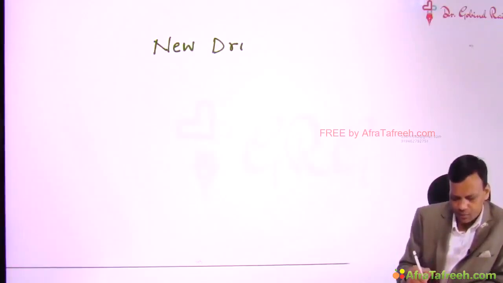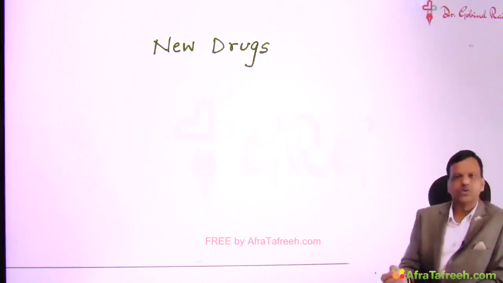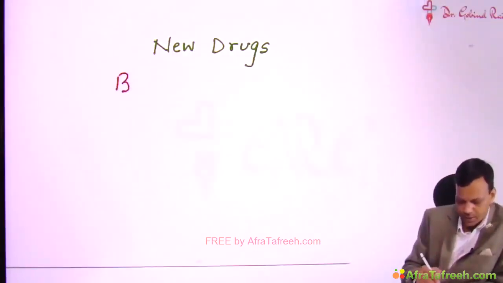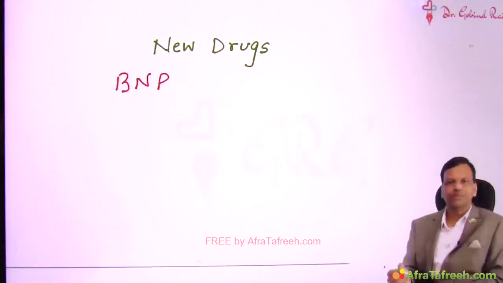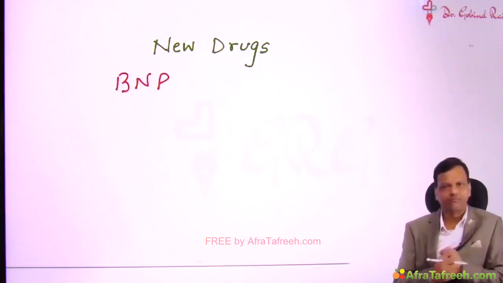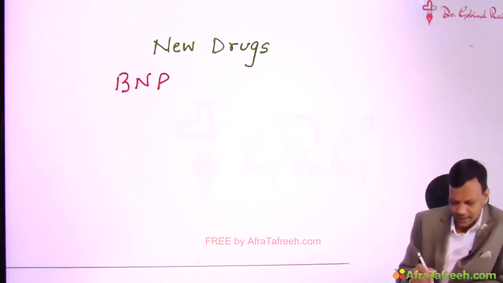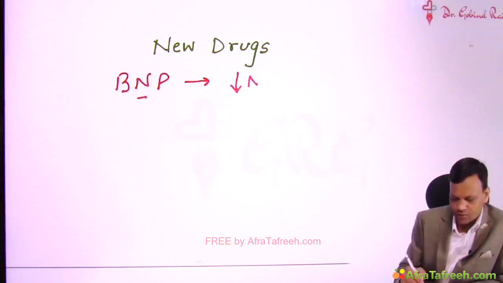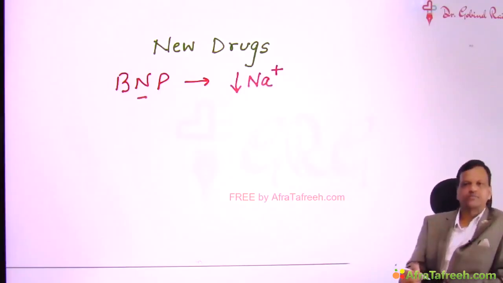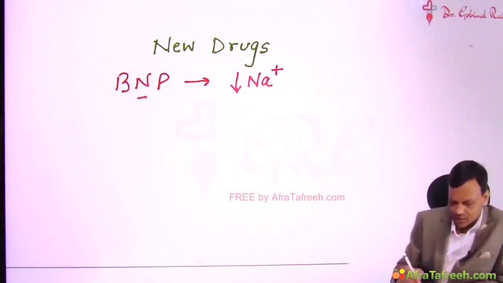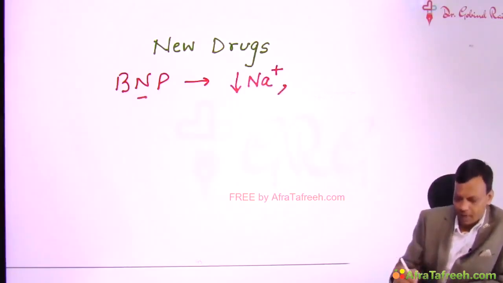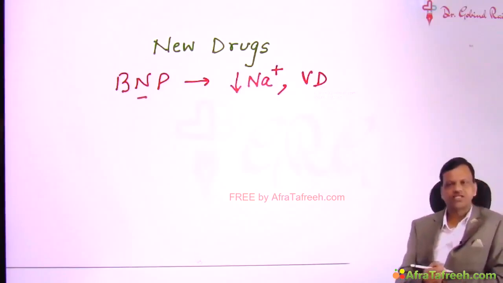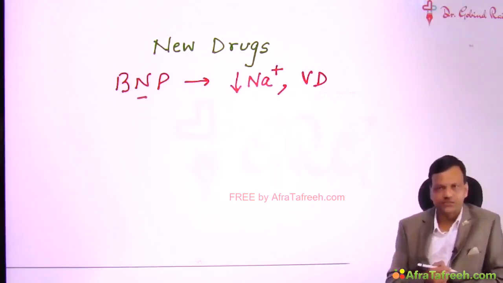And among the new drugs, the most important thing that we will discuss is the new strategy. And that strategy is to target a compound called BNP. BNP is brain natriuretic peptide. So as the name tells, it causes natriuresis. Natriuresis means loss of sodium in the urine. Apart from natriuresis, all the natriuretic peptides are powerful vasodilators. So the function of BNP is it causes natriuresis and vasodilation.